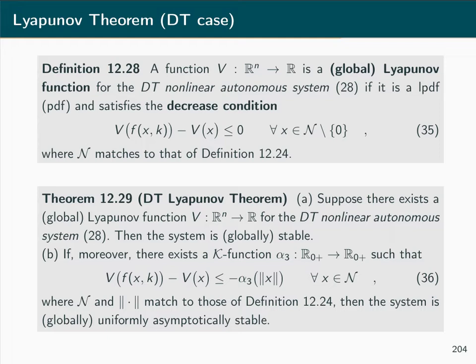B. If moreover there exists a K function alpha 3 such that the decrease of the Lyapunov function is upper bounded by minus alpha 3 of the norm of x for all x in the neighborhood, then the system is uniformly asymptotically stable. And again, if everything is global, so this neighborhood is equal to the entire state space, then the system is globally uniformly asymptotically stable.